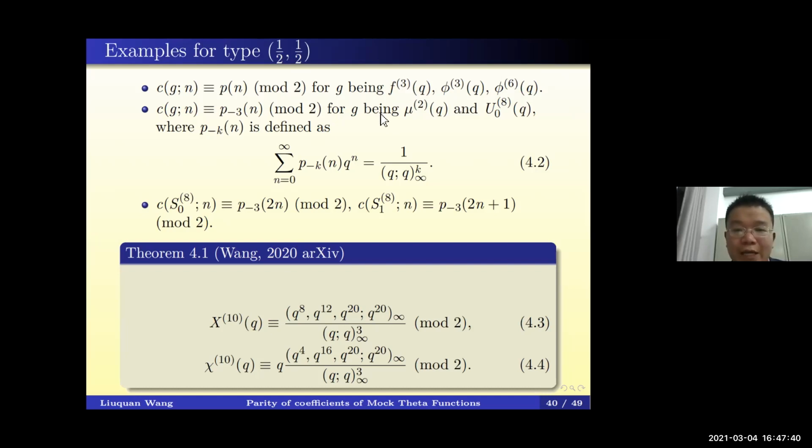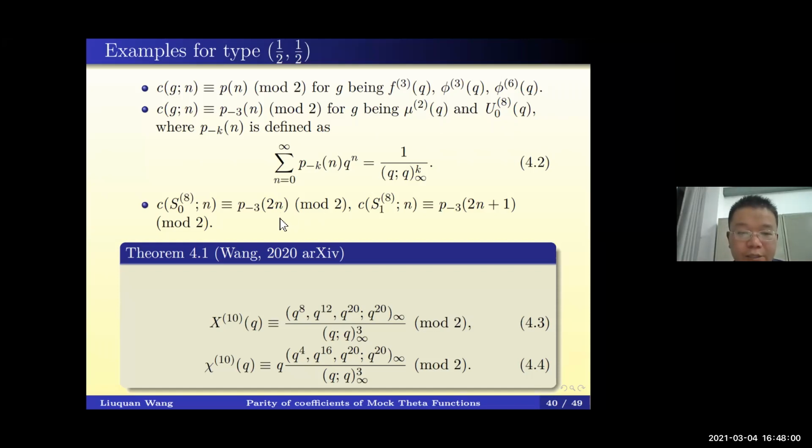We can also show that when G becomes the second order mock theta function mu of Q or the eighth order mock theta function U0 of Q, the coefficient c_G(n) is actually congruent to p_{-3}(n). And here p_{-3}(n) counts the three-colored partitions of n.